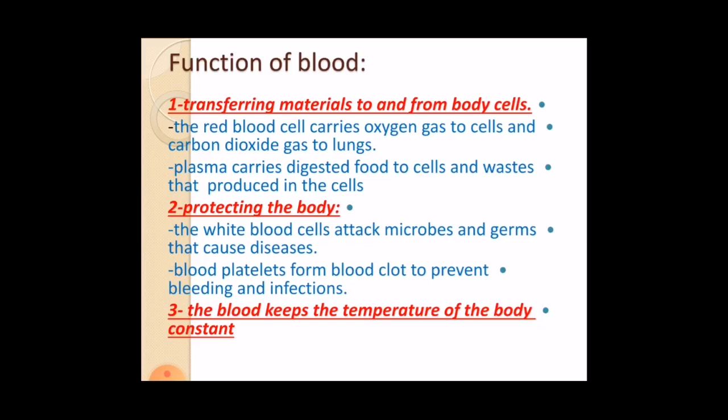Number 2, protecting the body. The white blood cells attack microbes and germs that cause disease. Blood platelets form blood clots to prevent bleeding and infections. Number 3, the blood keeps the temperature of the body constant.